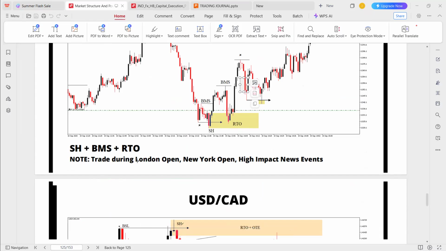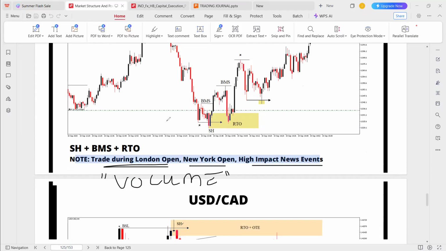So, trade during London Open, New York Open, or high impact news events. This is just a clue. You always want to trade when you've got volume in the markets. Why are we trading at London Open? Because that's where we've got volume in the market. That's where the markets are moving. So London Open, New York Open, or high impact news events, that's where you get volume. That's where you enter your trade and you see your price actually expanding and moving towards your target.